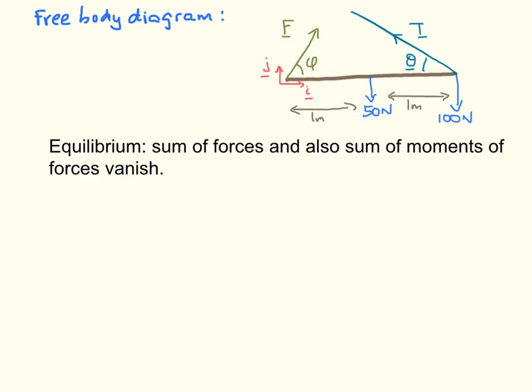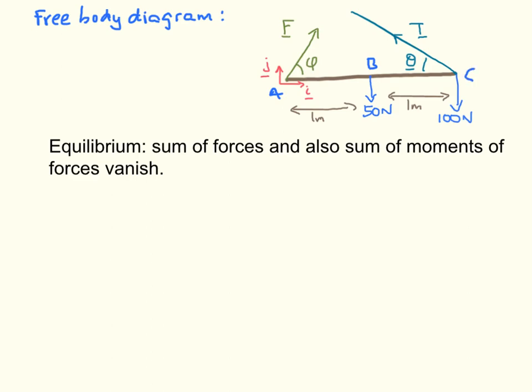And the other thing that I've written out is that in equilibrium, the sum of the forces on the rod are going to vanish, so this plus this plus this plus this as vectors must vanish, and also the sum of moments of forces must vanish, so we can be looking at, say, the moments around here, or the moments around here, or the moments around here. And what I'm going to do is I'm going to give these points names, and I'm going to say that this is point A, this is point B, and this is point C.